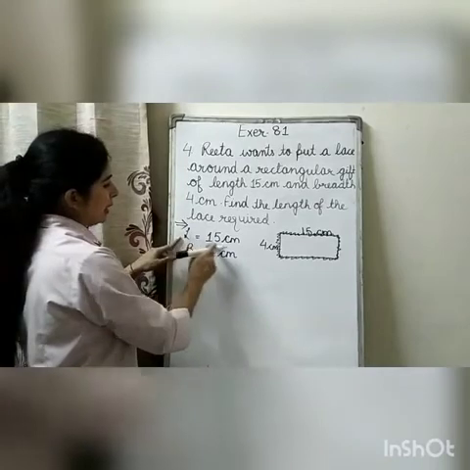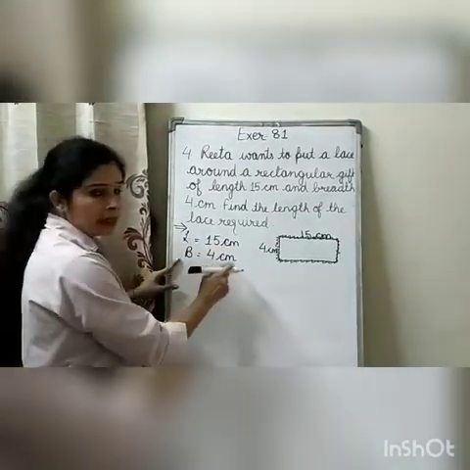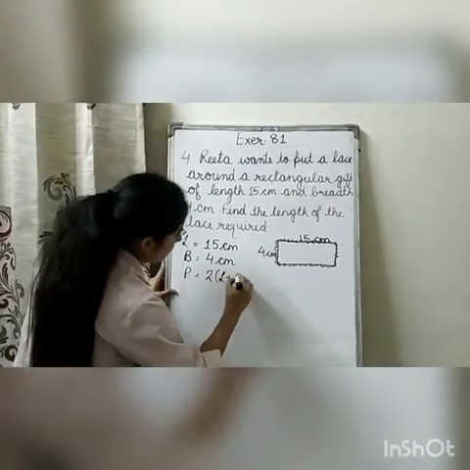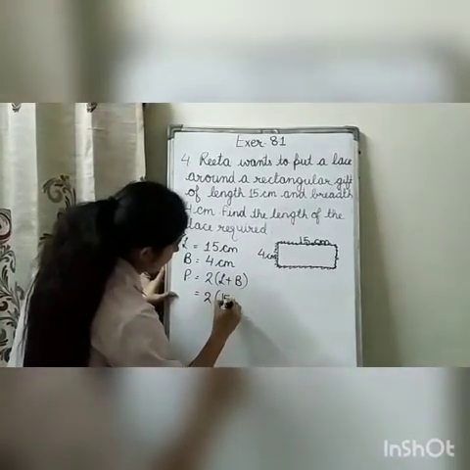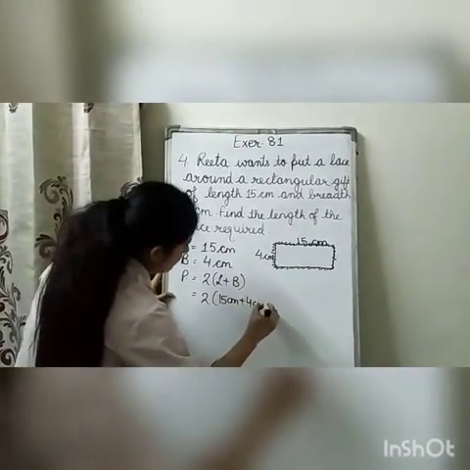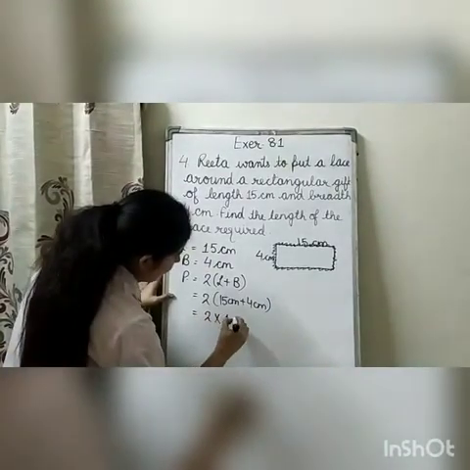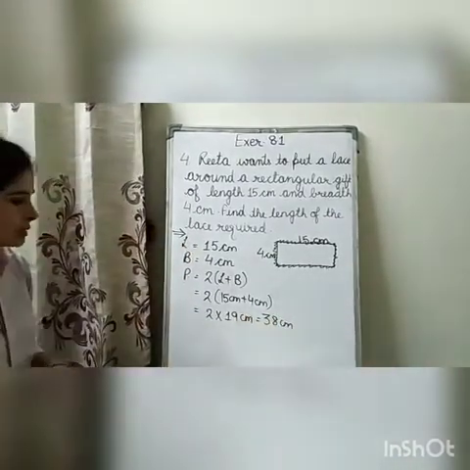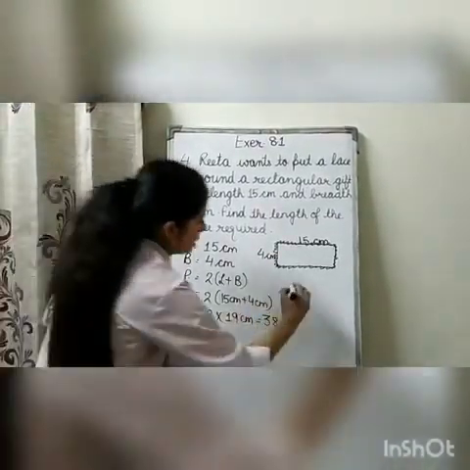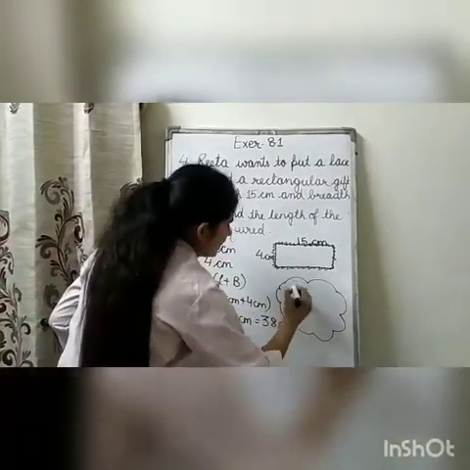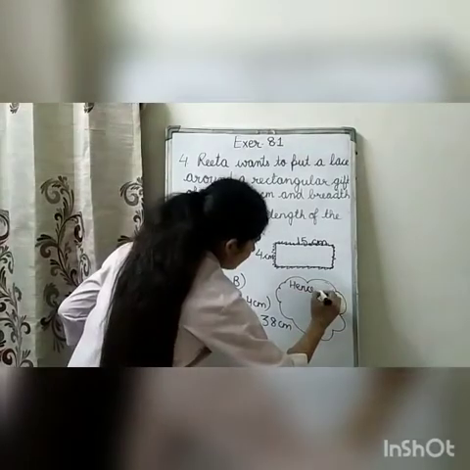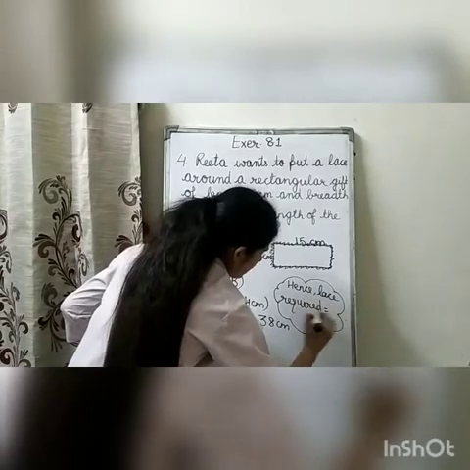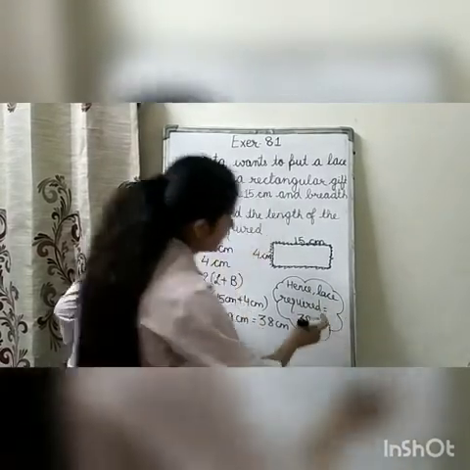So here we will write length of rectangle 15 centimeter, breadth 4 centimeter, perimeter will be 2 multiply length plus breadth. 2 multiply 15 centimeter plus 4 centimeter, 2 multiply 19 centimeter is equal to 38 centimeter. Hence we can say length of lace required is 38 centimeter. This is our final answer.